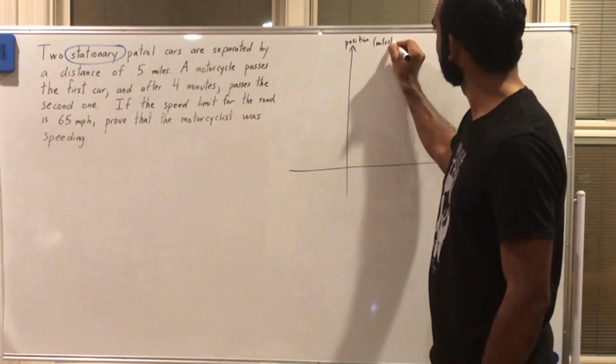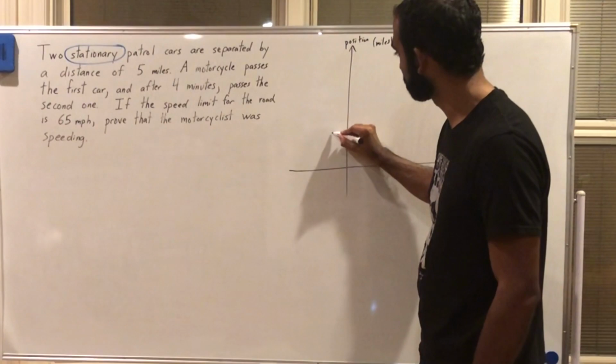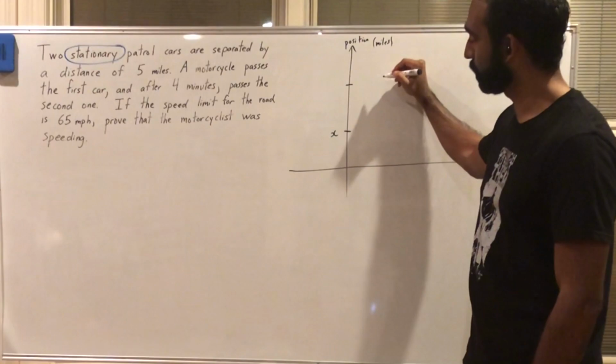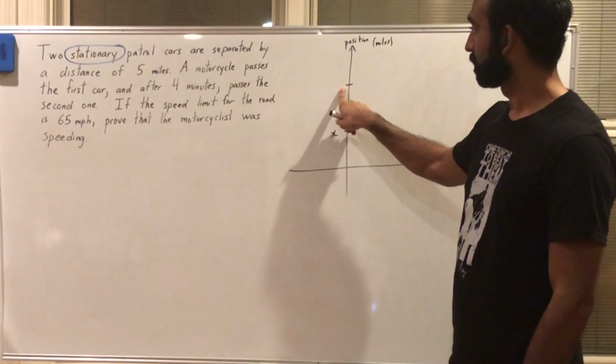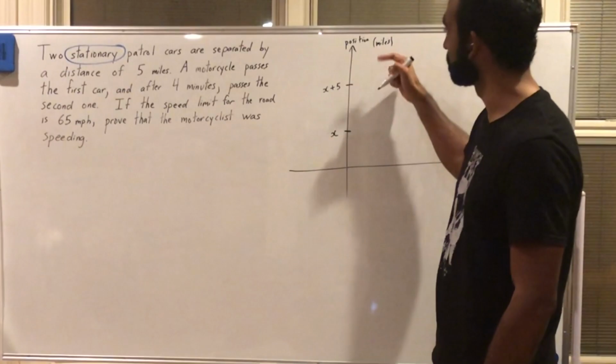I would say this is the position of the first stationary patrol car. We don't know what it is, so we can call it x. And let's let this be the position of the second. What is this position in terms of x? x plus 5. Yeah. So again, I don't know where these cars are, but I know they're separated by a distance of 5 miles.